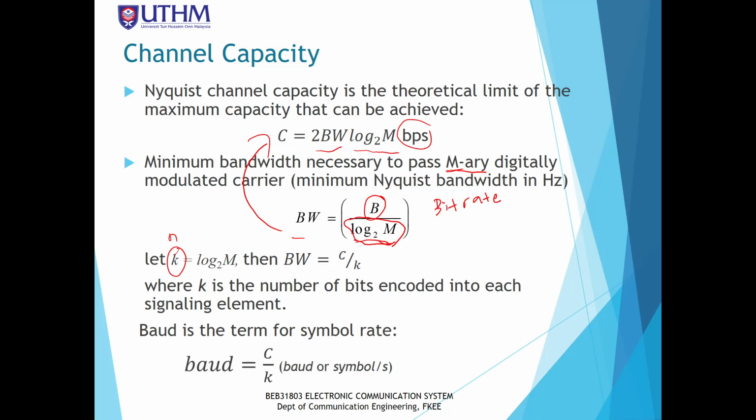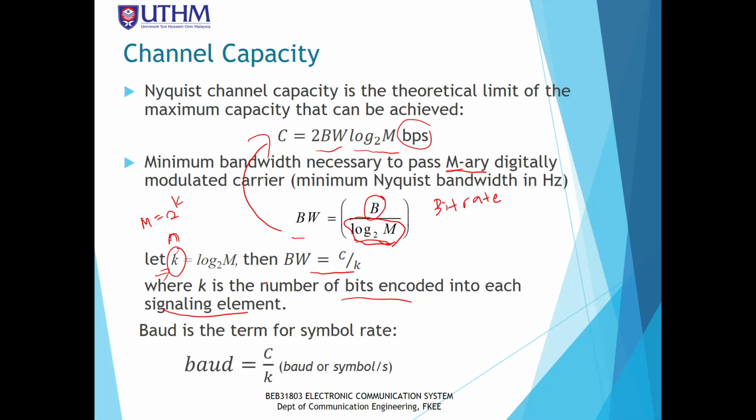Dalam beberapa literature books yang lain dia menggunakan k. Ada literature books yang lain dia menggunakan n. Okay, so log base 2 of m is equal to the number of bit. Remember, m is equal to 2 power of k. Okay, so in order to find k, we need to do the log base 2 of m. Okay, so this is the maximum bandwidth. Maximum bandwidth adalah C over k, where k is the number of bit encoded into each signaling element.